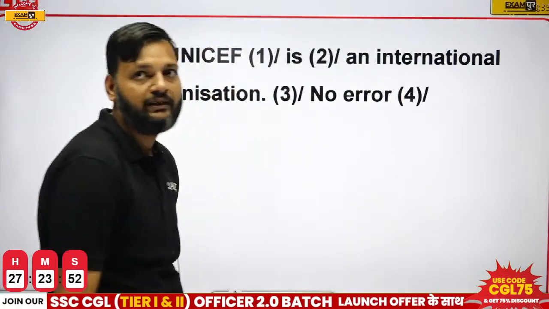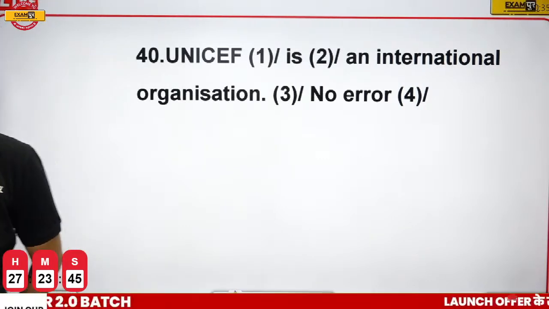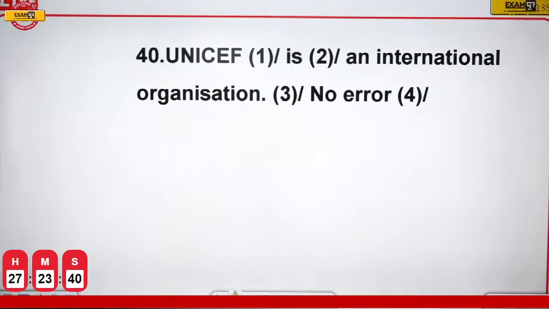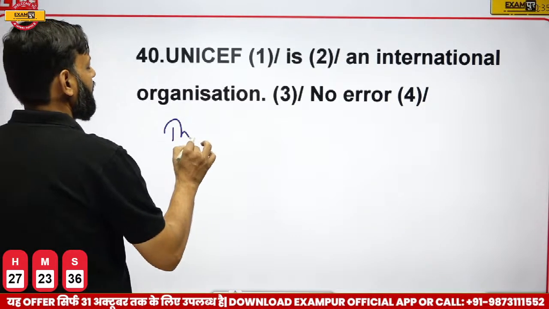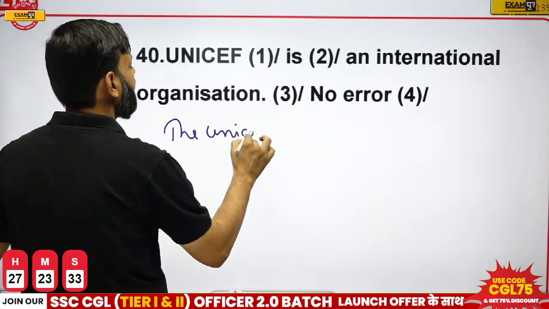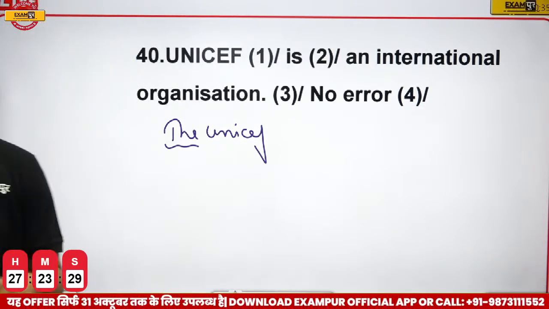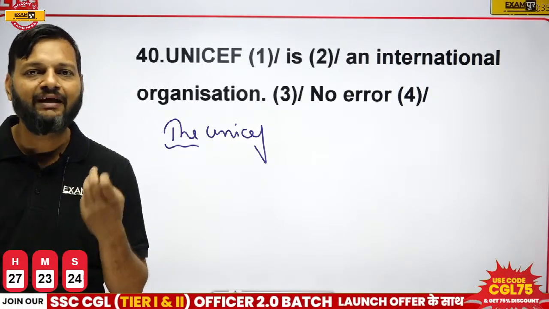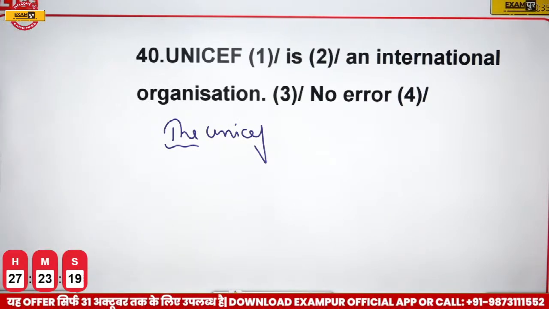Question number 40. UNICEF is an international organization. Here the should be used before UNICEF, because with the names of organizations and political parties, we need to use the definite article. So the UNICEF is the right answer.